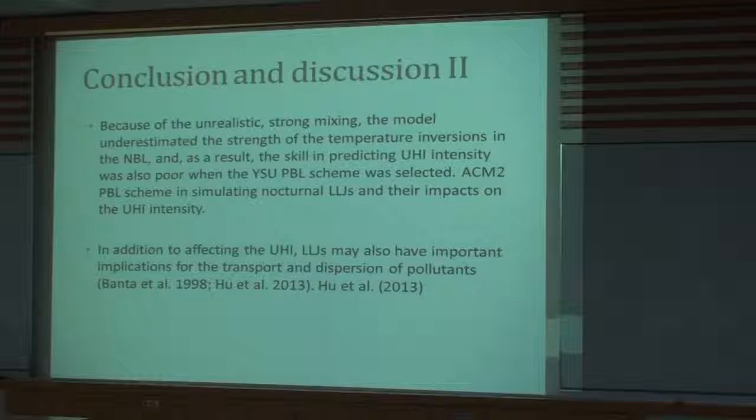Because of the unrealistically strong mixing, the model underestimates the strength of the temperature inversion in the NBL, and as a result, the prediction of UHI intensity was also poor in the Yonsei University planetary boundary layer scheme, the YSU scheme, and so they selected the ACM2. That is not shown in the results of this study, but in other studies, the ACM2 scheme also simulates the nocturnal low-level jet regime and its impact on the UHI intensity better.